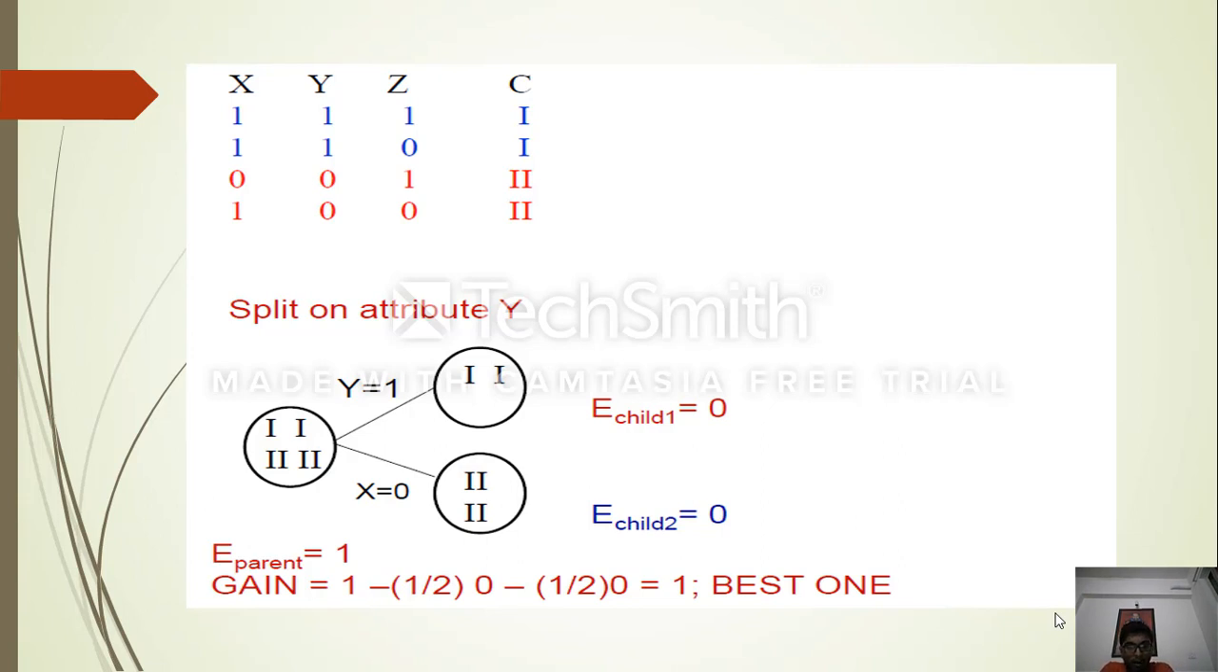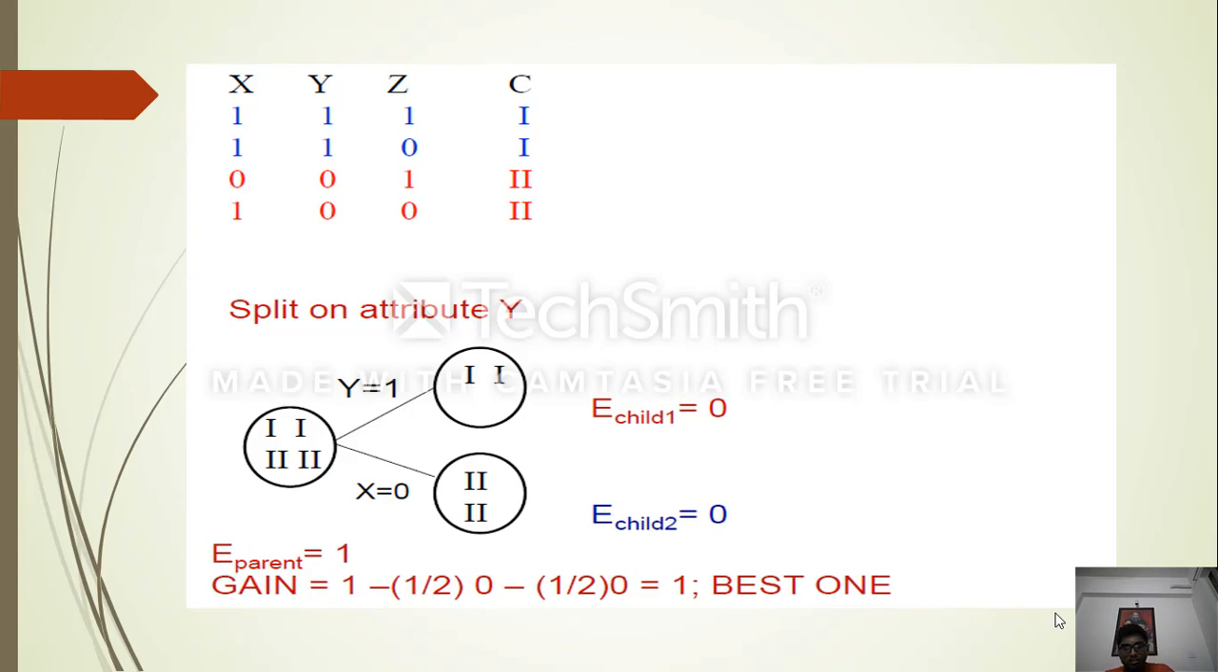So 1 minus, when y is 1, there is 2 by 4, so 1 by 2 into 0. Minus, when y is 0, again 2 by 4, that is 1 by 2, so 1 by 2 into 0. So 1 minus 0 is 1. What it says is that these child parts can exactly gather the information from the parent and deliver it. So the information that can be gained by taking the splitting attribute as y is 100%, the best one that can be selected.